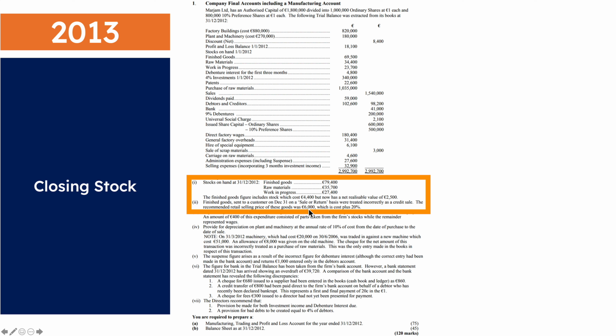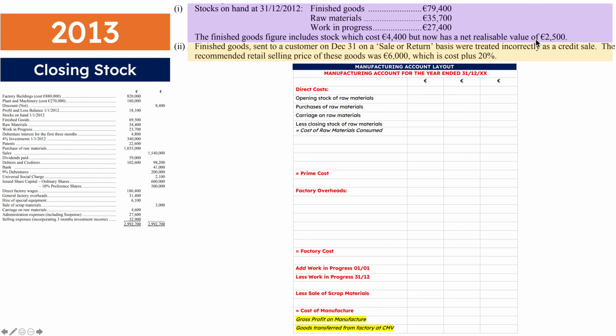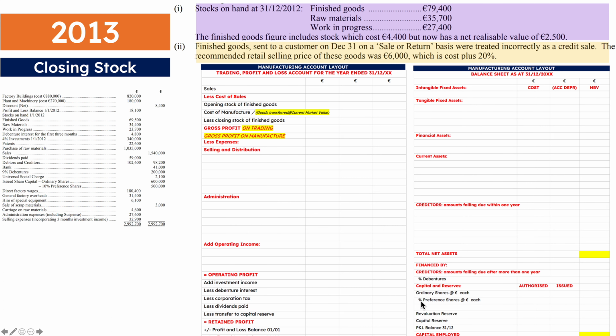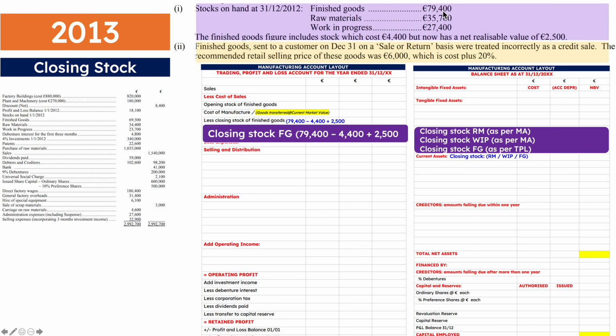Okay, so stocks on hand, finished goods, raw material, work in progress, and the finished goods figure includes stock which cost 4,400 but now has a net realisable value of 2,500. So we have closing stock raw materials 35.7, closing stock work in progress 27.4. Alright, and then we've got the finished goods 79.4, but the finished goods figure includes stock which costs 4.4 but now has a net realisable value of 2.5. So that's how we adjust it there in the trading profit and loss. And then in the current assets, we have the closing stock of raw materials, work in progress, and finished goods there.